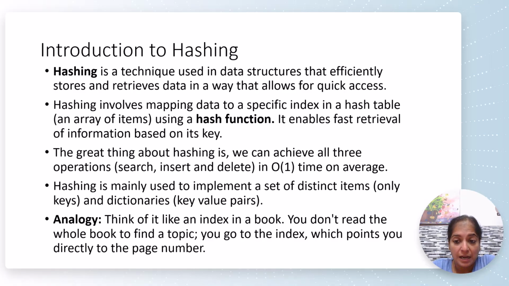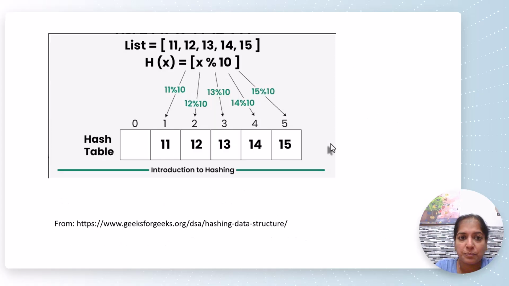Generally, hashing is used to map a set of distinct items and dictionaries also. You can think of it like this: if you want to read a particular topic from a book, you are not going to go on every page of the book. Instead, you will go to the index. You will look up the location of the page for the topic you want from the index, and you directly go to that page. So basically, it makes your retrieval of data fast.